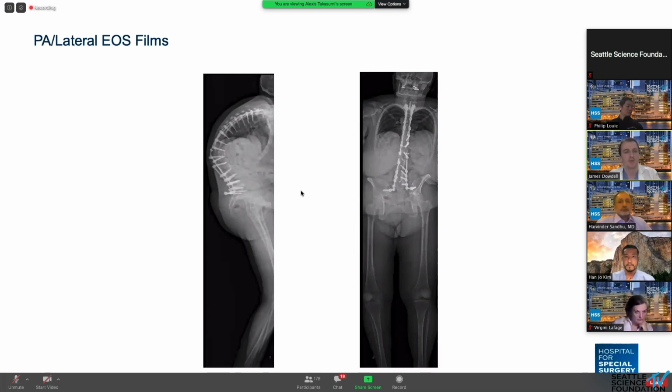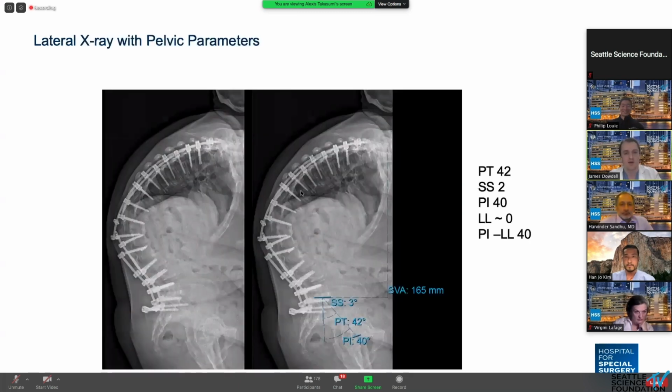These are her PA and lateral EOS films. I'm going to zoom in on each of these individually in a second. And you can see here her pelvic parameters, her pelvic tilt. She's got maximal pelvic tilt for her incidence. She's got a tilt of 42, PI of 40, and lumbar lordosis of 0. Her mismatch is obviously 40 at that point.